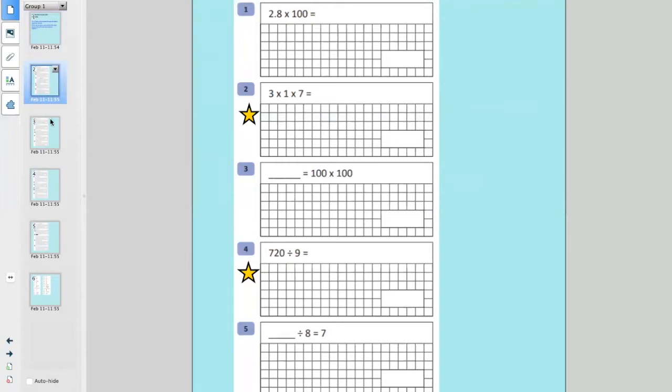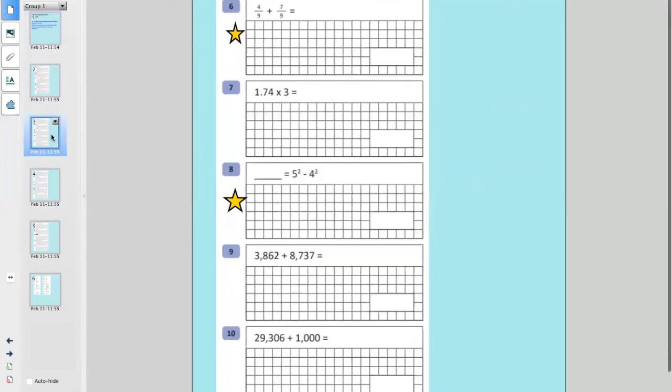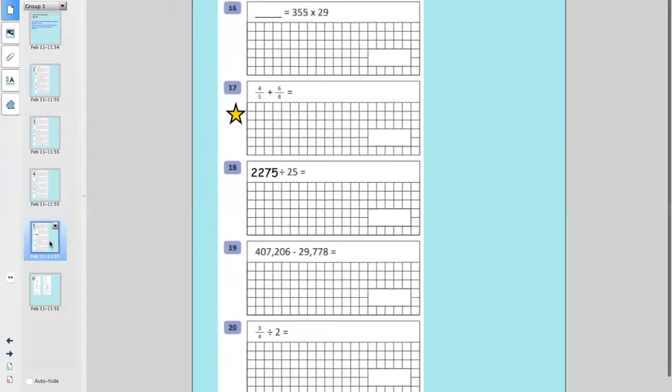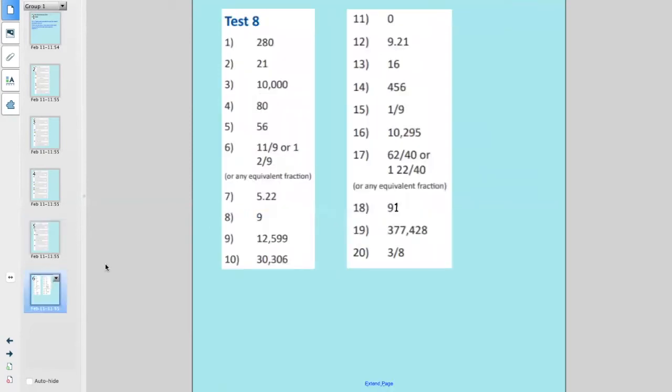Questions 1 to 5, questions 6 to 10, questions 11 to 15, questions 16 to 20. Pause the screen here, and when you're done, I will show you the answers so that you can mark your work. There you go, please mark your answers and pause the screen here. When you're done, I will go through some of the questions with you.